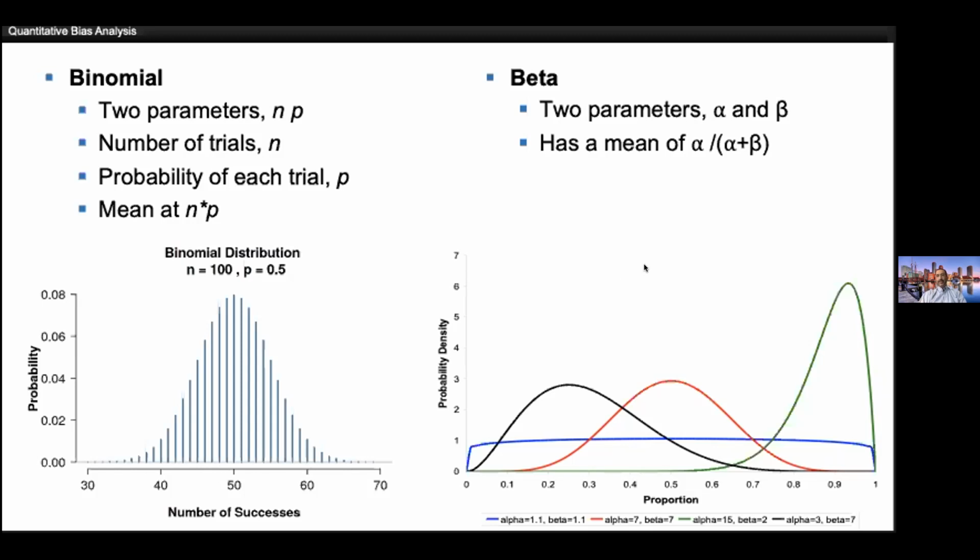The second distribution is the beta distribution, which has a range between 0 and 1, has two parameters, alpha and beta, and it has a mean at alpha over alpha plus beta. That's a useful distribution for summarizing things like probabilities, say, like sensitivity and specificity. So we'll come back to that.